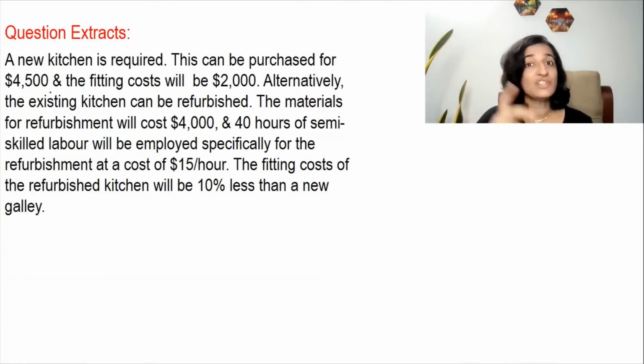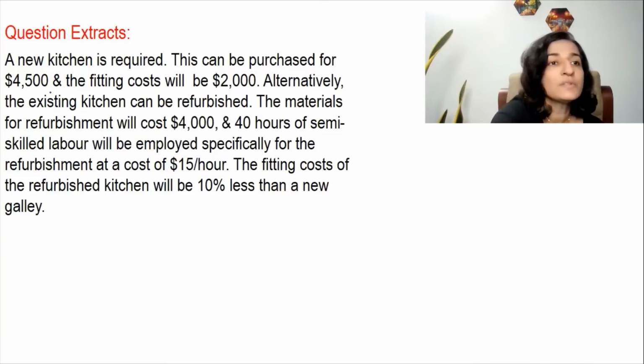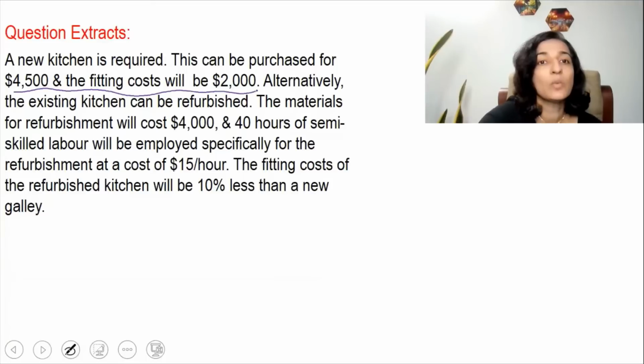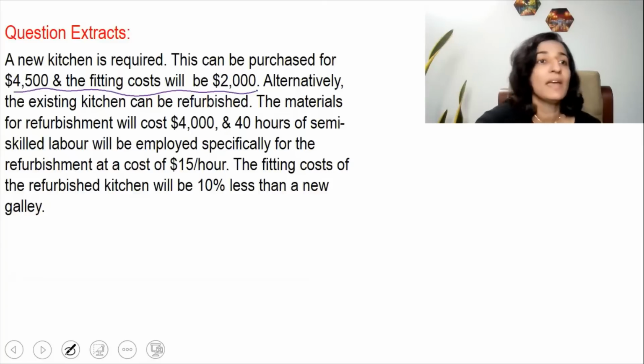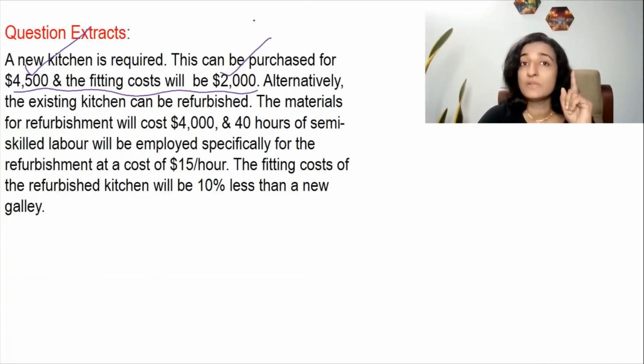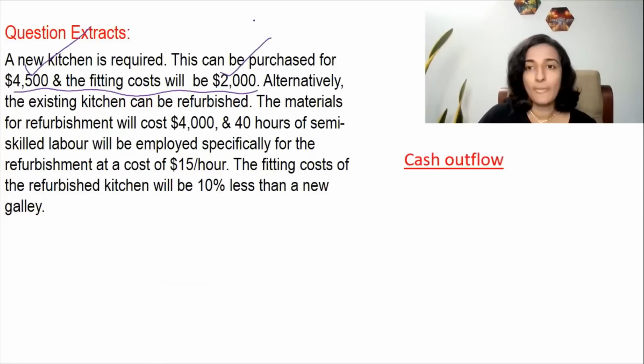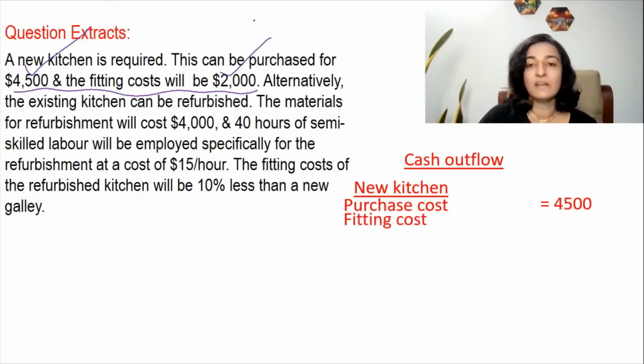So I already said that the kitchen or the galley needs renovation. This can be purchased for $4,500 and the fitting cost will be $2,000. So we can purchase a modular kitchen outright and the amount is $4,500. That's the purchase cost and the fitting cost is $2,000. So that was option 1. So the cash outflow for the new kitchen, option 1, is we can purchase it at $4,500, incurring an amount of $2,000 for the fitting cost.